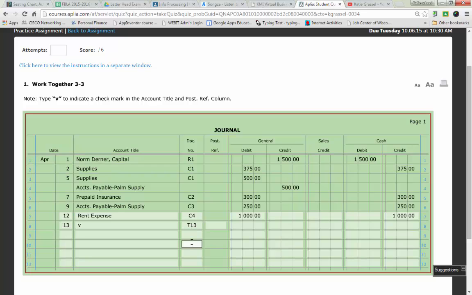Now, notice, on this line right here, it gave us something here. This column here is called post reference. We have a whole chapter on this one column. What I need you to know for Chapter 3 today is if you put a check mark in the account title, you always put a check mark in the post reference. That's what I need you to know for Chapter 3. When I get to the point of teaching you about post reference, you'll understand a little bit more. But for today, check mark in the account title means a check mark in the post reference. And then I'm going to go ahead and put that in my two special columns.